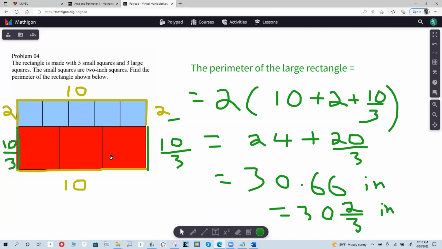So I'm going to pause there a little bit. I'll pause here a little bit.